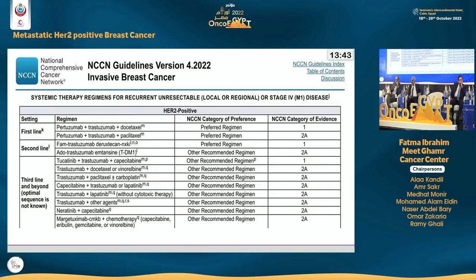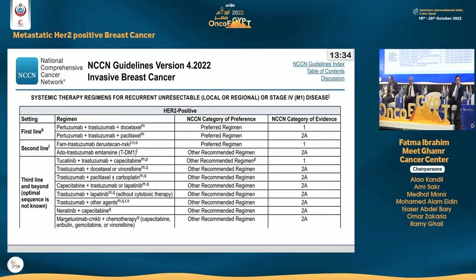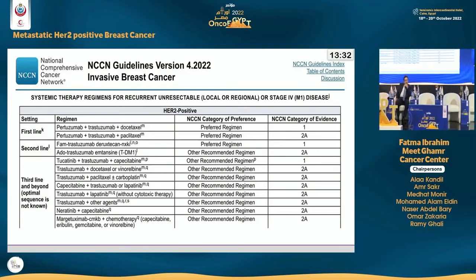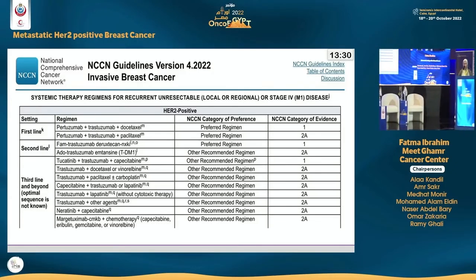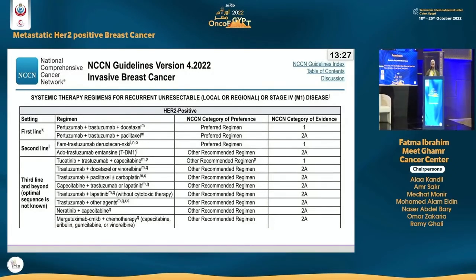And there is a recommendation from NCCN guidelines regarding first, second and third lines. We can see that pertuzumab, trastuzumab plus taxane is the first line accepted, category 1. Regarding second line, trastuzumab deruxtecan and trastuzumab TDM1, and other lines including lapatinib, neratinib, and tucatinib.